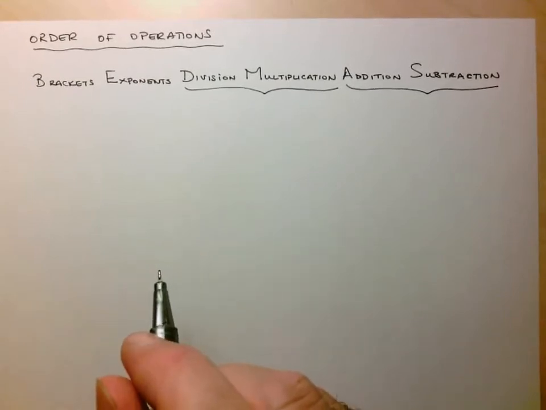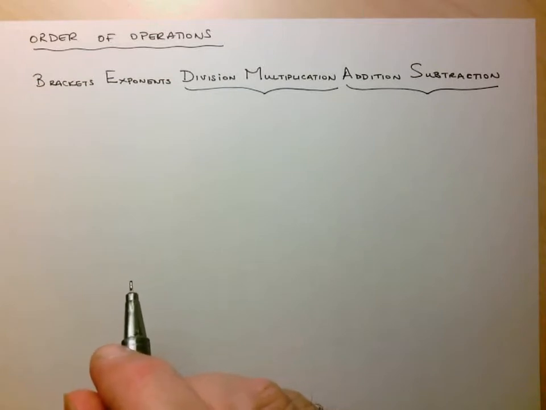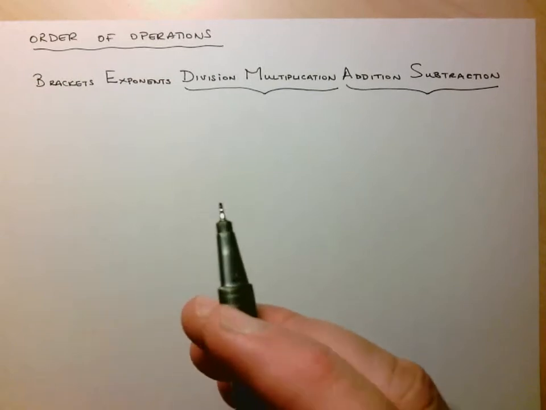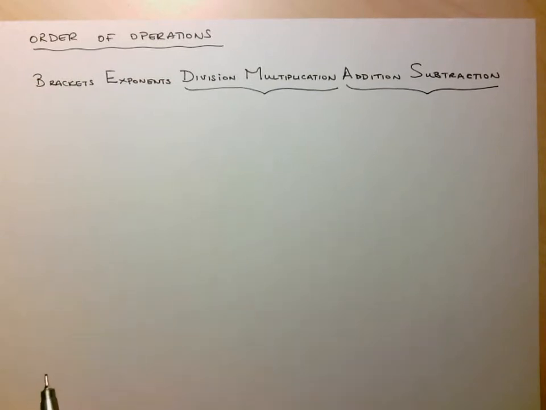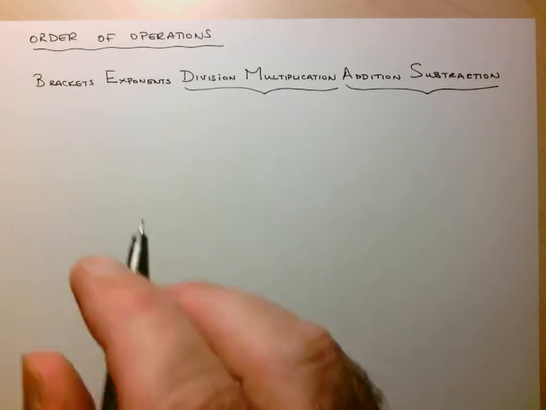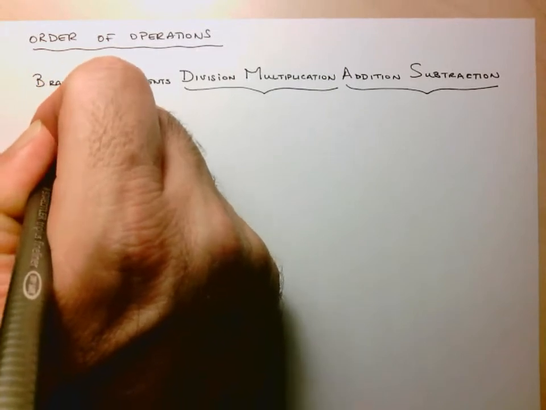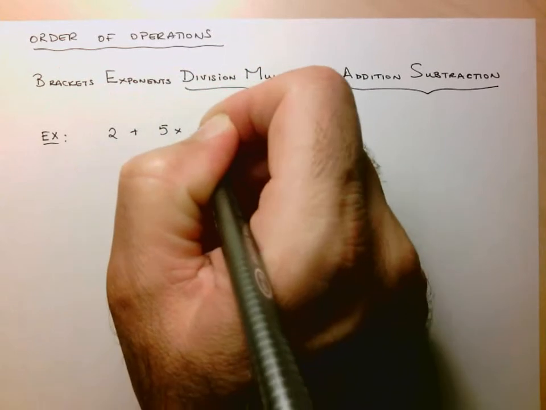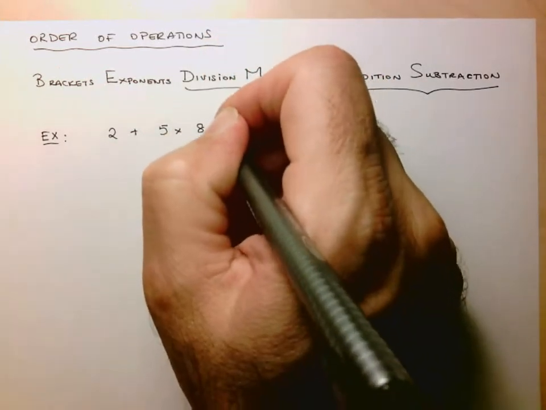In the previous video, if you watched it, you remember that there are particular rules we follow when we're multiplying, dividing, adding, subtracting negative numbers, and taking exponents of negative numbers. So we have to keep all those rules in play. But what happens when you have more than one operation? Let's look at an example. Let's say we've got 2 plus 5 times 8 divided by 4.